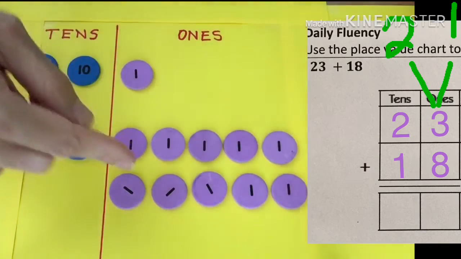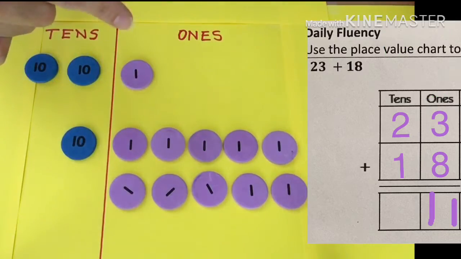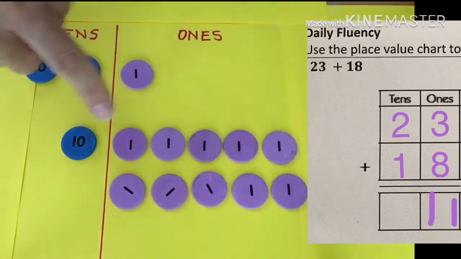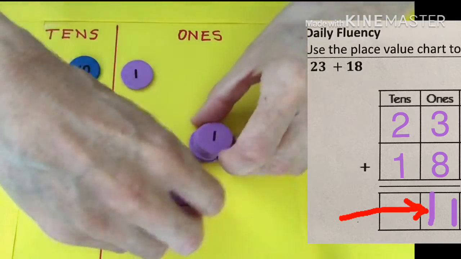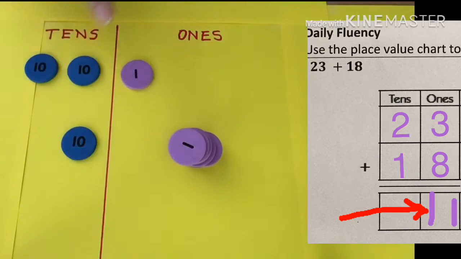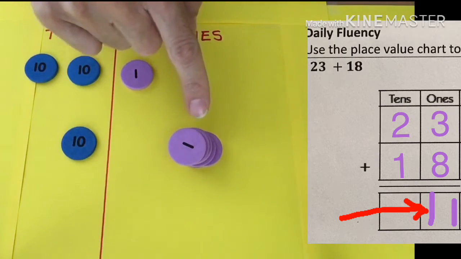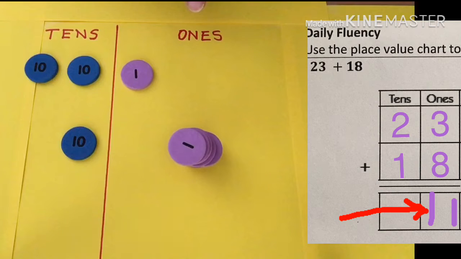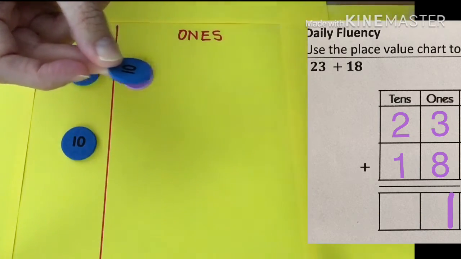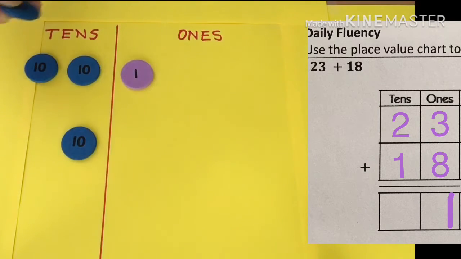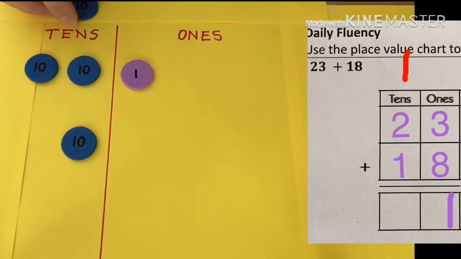So 3 plus 8 is 11. But the 10 of 11, we have to bundle it. There's your 11. But we're not going to leave this 10 right there in the ones place value. We have to trade it for 1 ten. So these 10 ones go away, and this extra 10, I'm going to put it up here because that's where we put it for the standard algorithm.